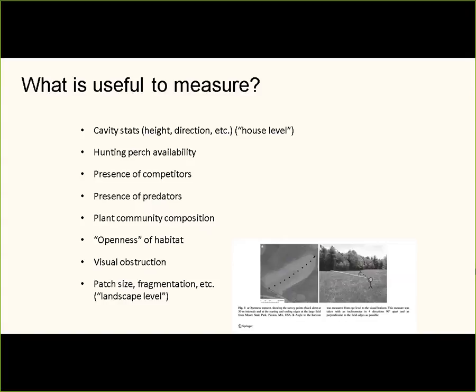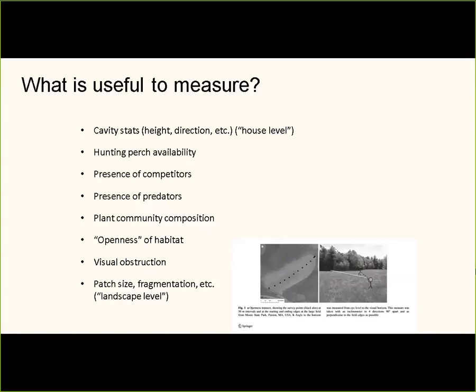When you're a visual hunter, you want to be able to see as far as you can, because that's both how you avoid predators like Cooper's hawks, and how you find your prey. So maybe they want a nest that's in a more open patch. Visual obstruction, again: how easy is it for me to see down to where my prey are?